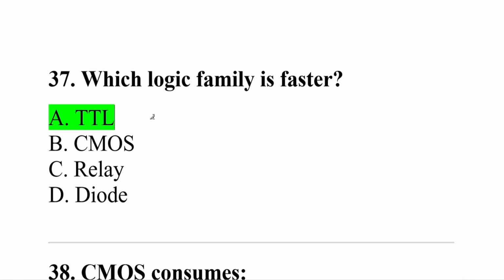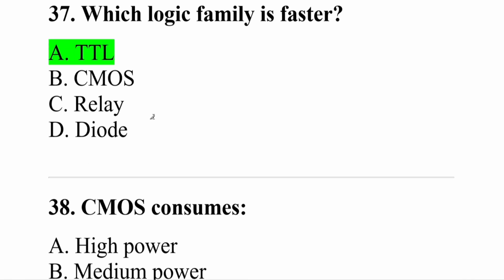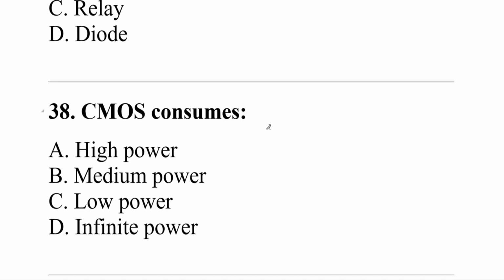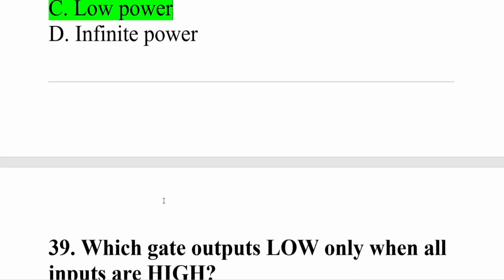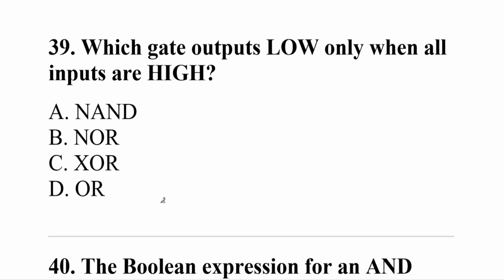Moving ahead to question number 38, that is, CMOS consumes A high power, B medium power, C low power, D infinite power. And the correct answer is option number C, that is low power. CMOS is known for low power consumption.